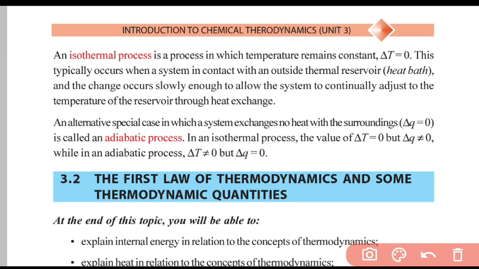Okay, I have to stop here. God willing, we will start from 3.1, the first law of thermodynamics and some thermodynamics.